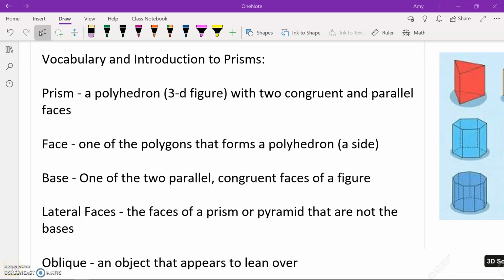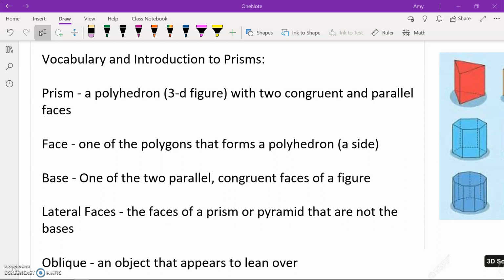Hi guys! In this video, we are going to do some vocabulary and introduction to prisms and talk about where our formulas for volume and surface area come from for prisms. Next week we will talk about pyramids and cones, and then we will talk about spheres. But if we can understand where prisms come from, we can then use that to determine our pyramids and cones.